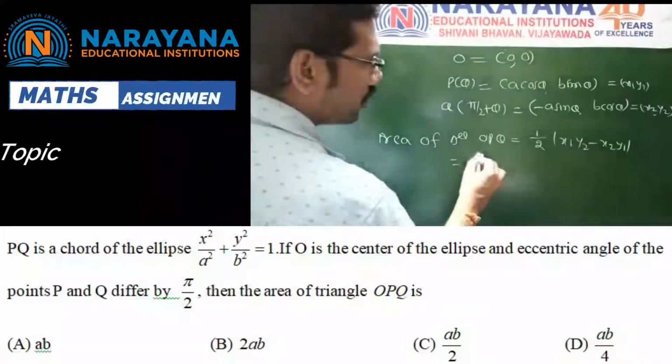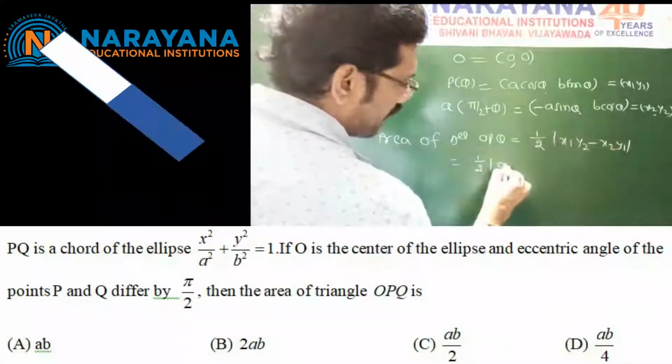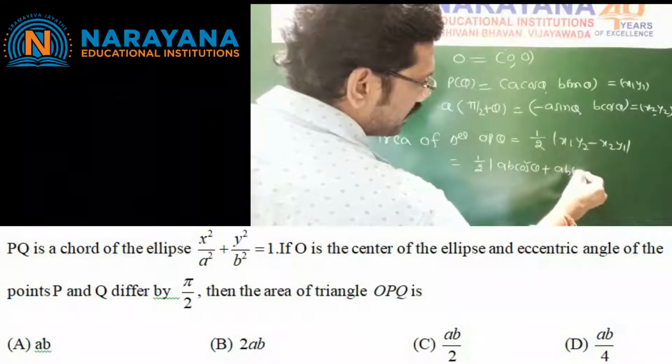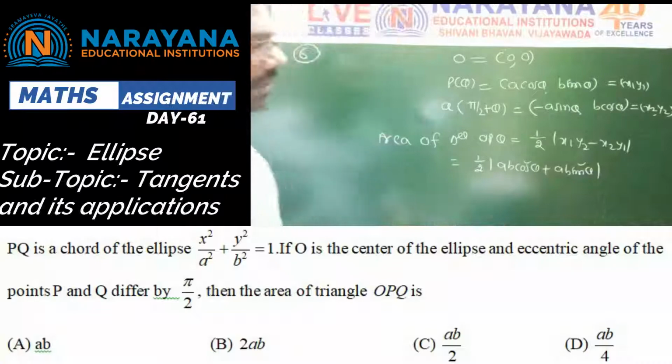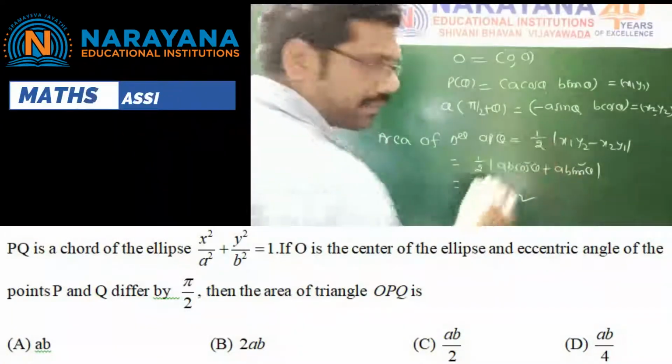That is equal to half into modulus of x1 y2, which is a cos theta into b cos theta, is equal to ab cos square theta, minus into minus plus ab sin square theta. Take ab common. Cos square plus sin square is equal to 1. The required area is ab by 2.